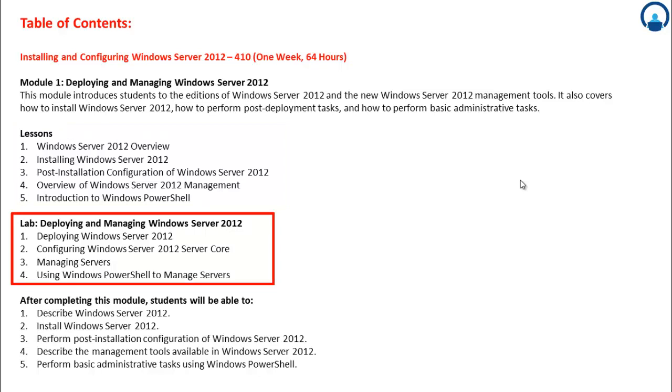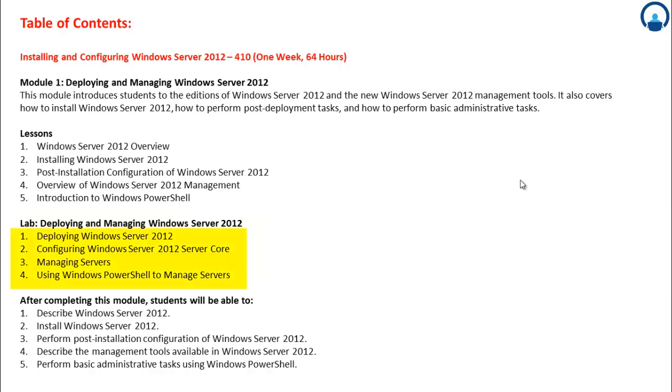All the topics given in these labs are the practical part. First, deploying Windows Server 2012. Second, configuring Windows Server 2012 Server Core. Third, managing servers. Fourth, using Windows PowerShell to manage servers.